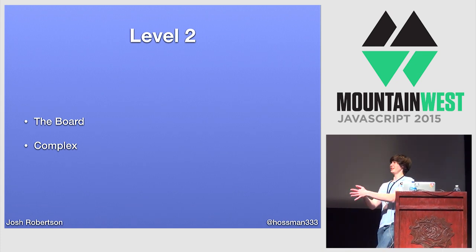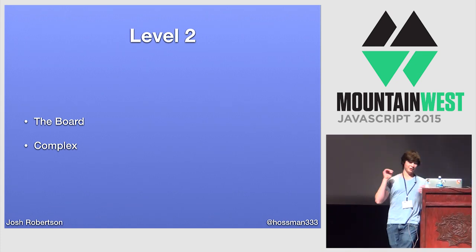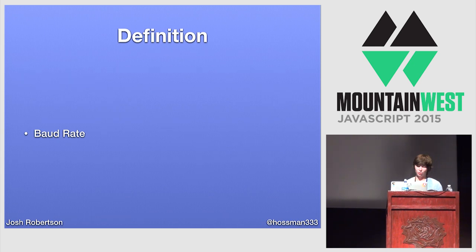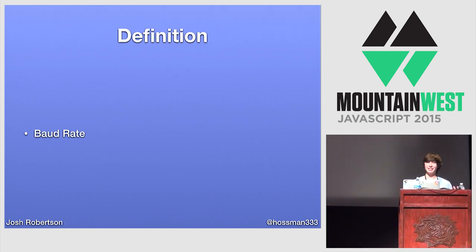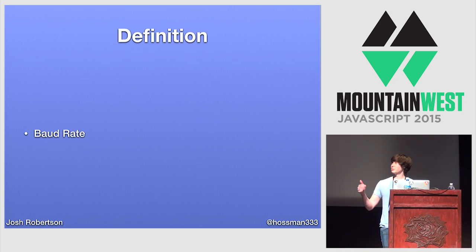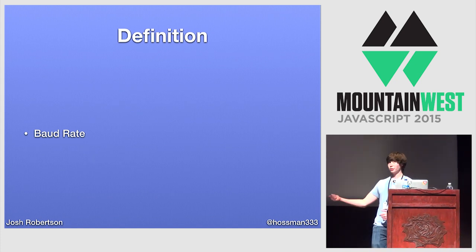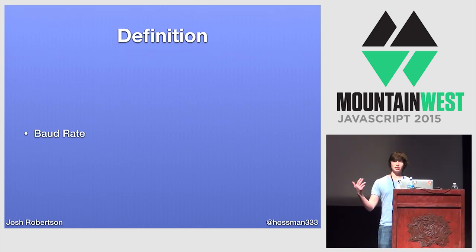And just before I use that, I want to cover a couple definitions. One being baud rate. I'm pretty sure that's how you pronounce it. Basically, when we're going to open a serial port, we need to specify a couple things: the path of the serial port, which you already saw, and then we can give it some options.